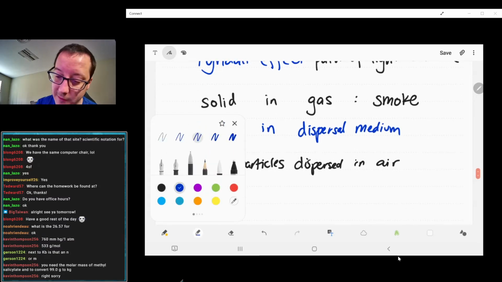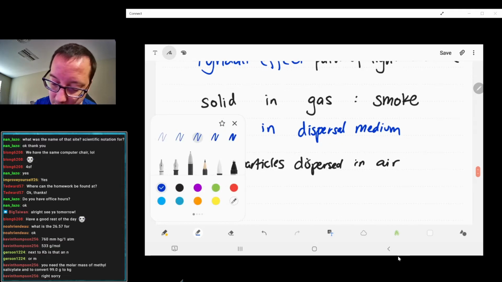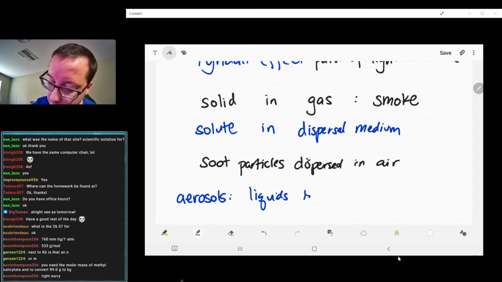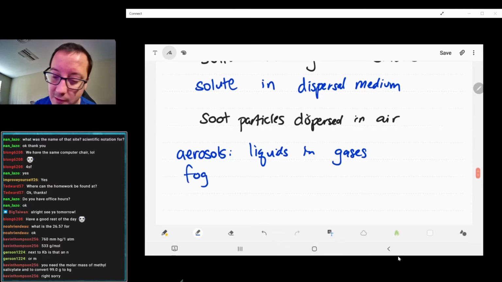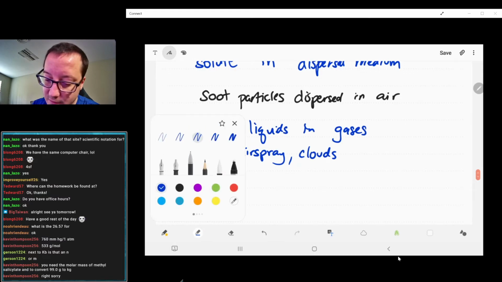We could also have a liquid in a gas. We have aerosols, which are liquid particles. So something like hairspray or whatever, you have liquid particles that are dispersed throughout a gaseous phase. So fog would be an aerosol. Hairspray. Clouds, for example. Let's see, what else do we have?